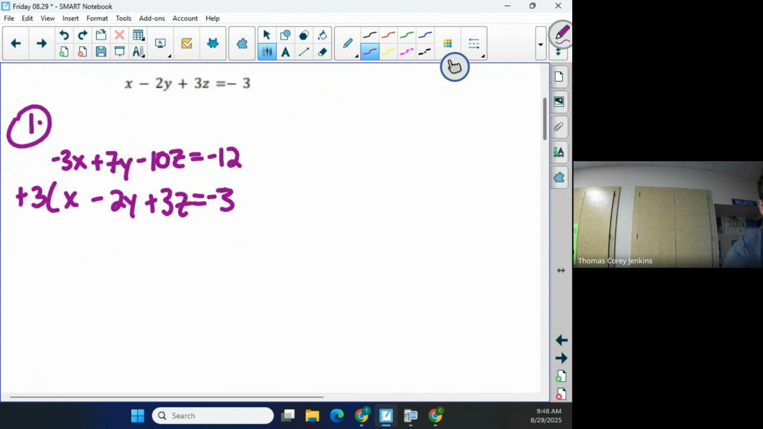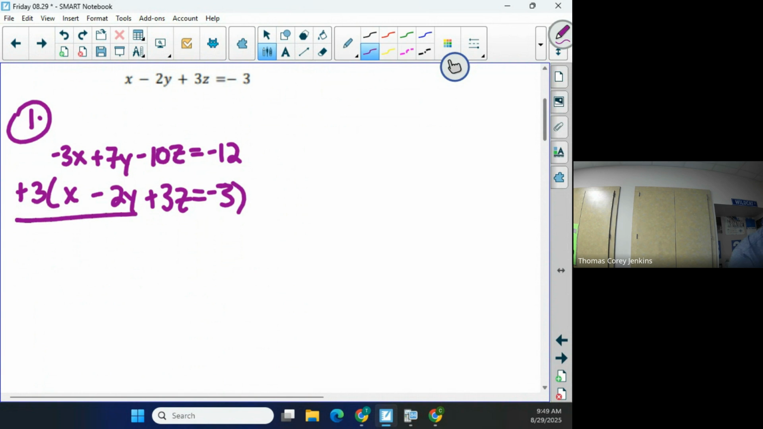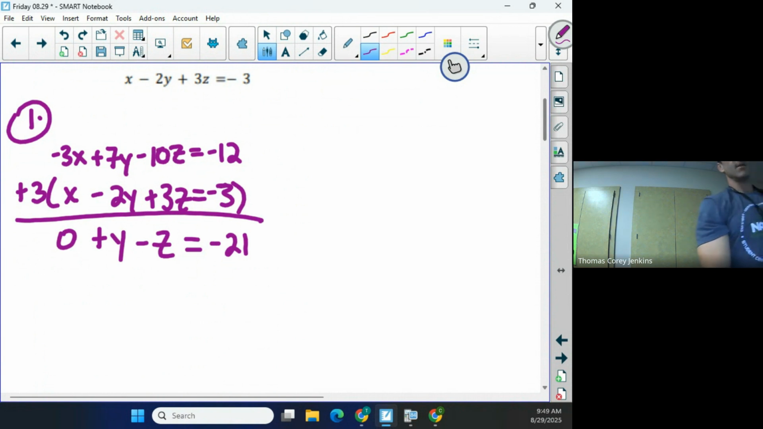Again, keep in mind, I'm going to work through these pretty quick because you don't necessarily need to know how to do it this way. So that would give me -3x plus 3x is 0. 7y minus 6y would be plus 1y. -10z plus 9z would be -1z. And -12 plus -9 would be -21. Okay. So I have a y and z only equation there. And then I try to create one more of those.